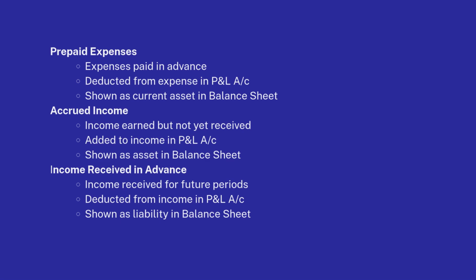Accrued income. It is income earned but not yet received. It is added to income in profit and loss account. It is shown as asset in balance sheet. Next, income received in advance. It is income received for future periods. It is deducted from income in profit and loss account. It is shown as liability in balance sheet.